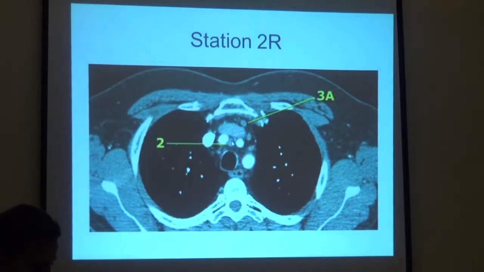This is the image that Dr. Ashraf showed. So here you're between the carotid artery here on the left and the brachiocephalic, and that's station 2. This is 3A, that's prevascular. So this is right or left? Right, so it's anterior, it's right.